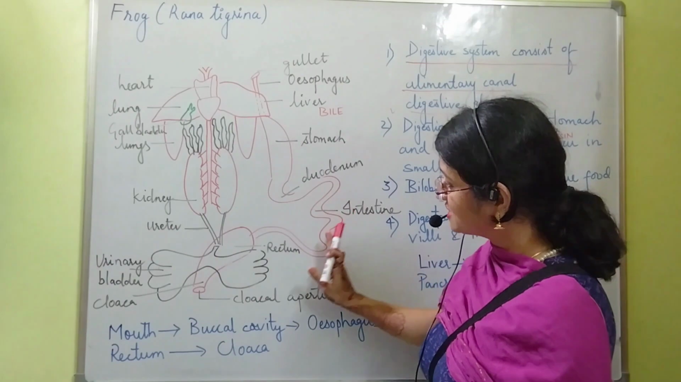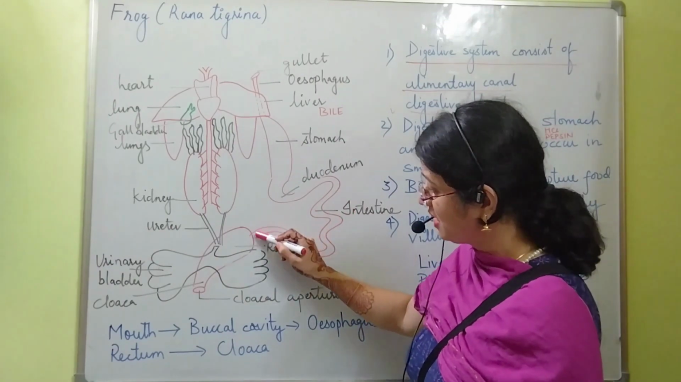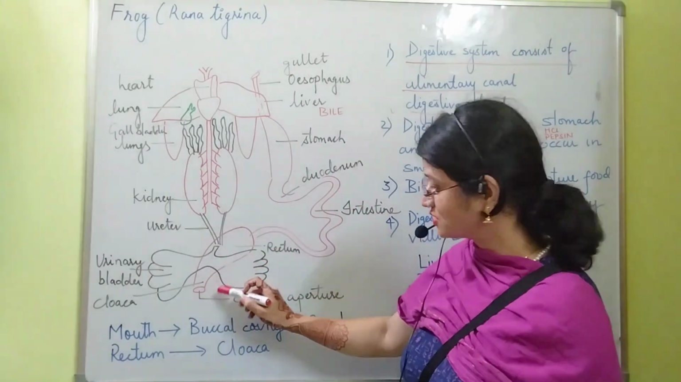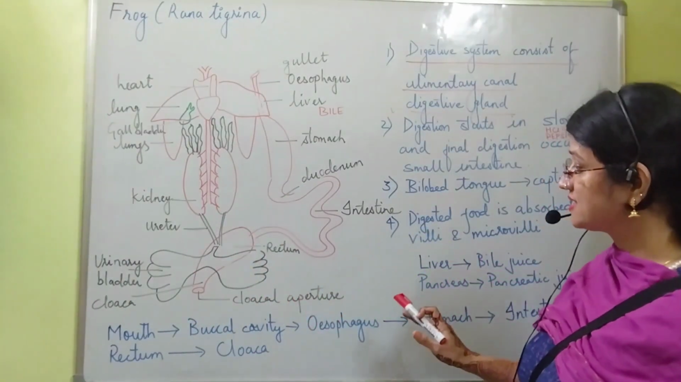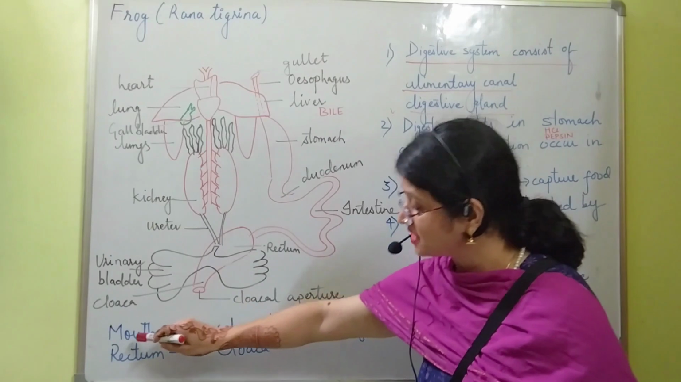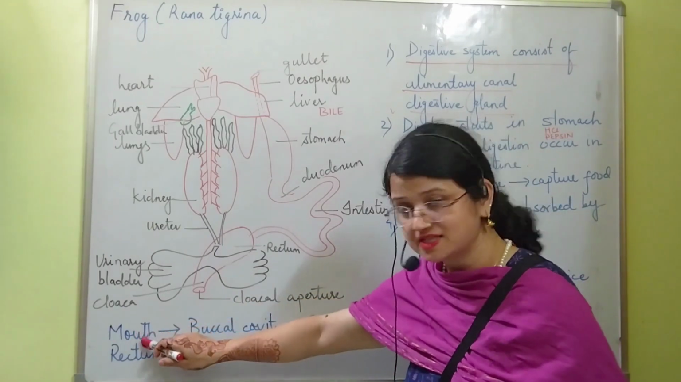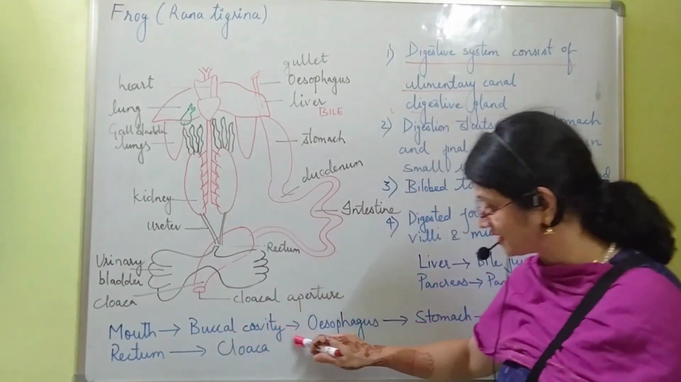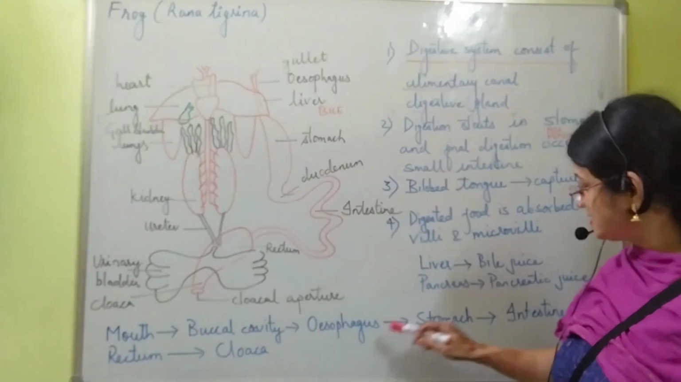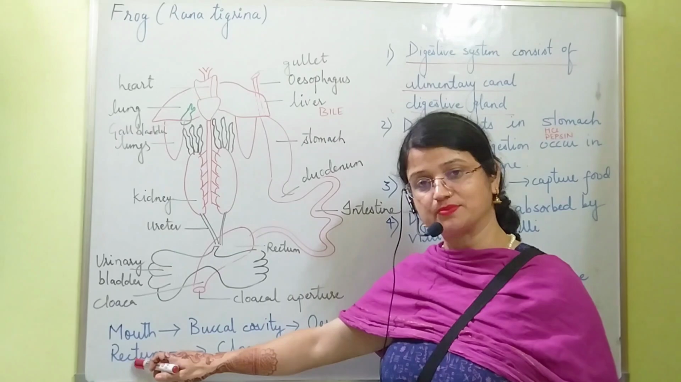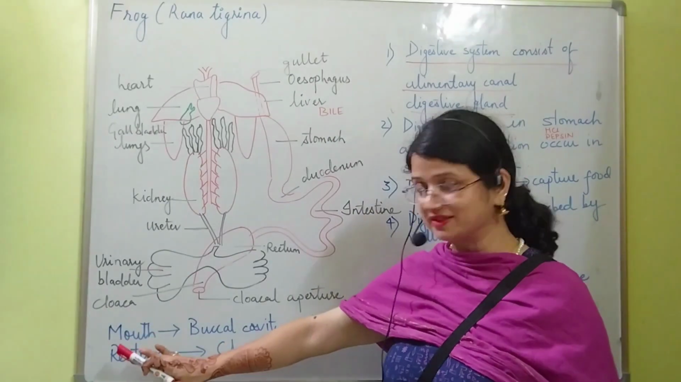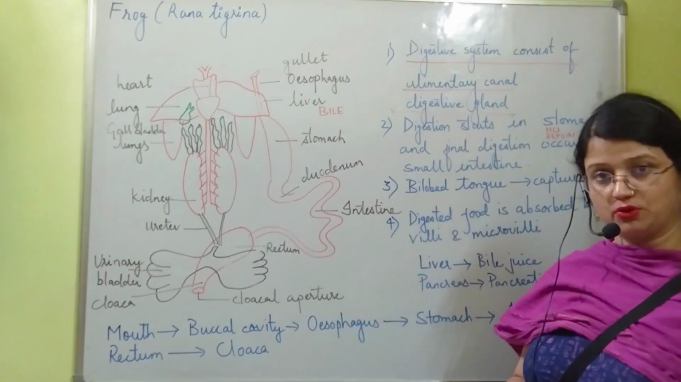Then the undigested food passes to the rectum and then it comes out through this opening which is known as cloaca. Clear? So here we can see that I have drawn the flow chart. First is the mouth which opens into the buccal cavity, then esophagus, stomach, intestine, and the undigested food comes out. It is stored in the rectum and then comes out through cloaca.